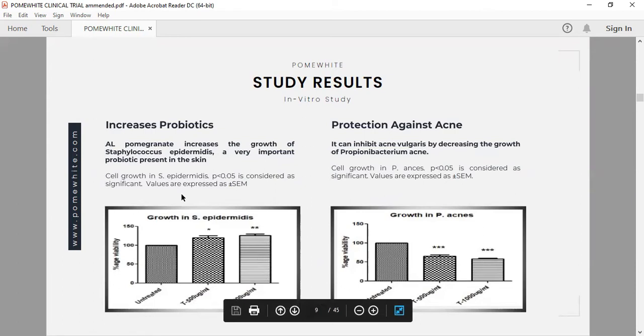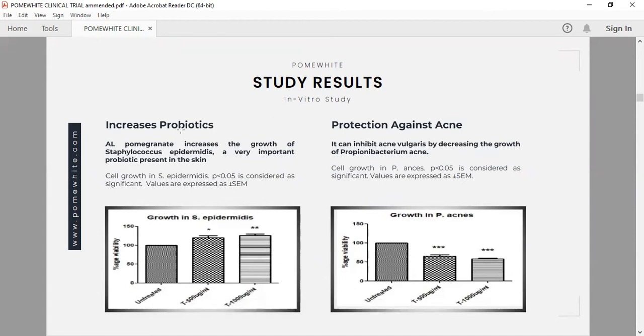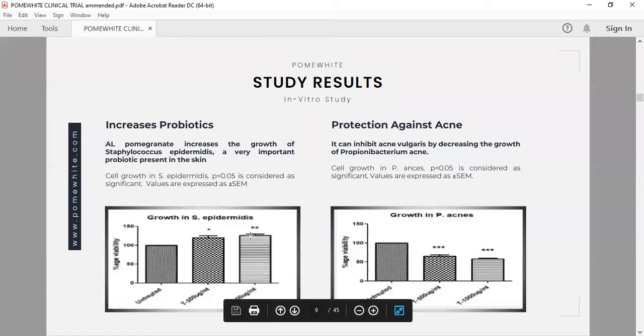Here we saw that in the case of S. epidermidis, it somehow increases with the treatment with the AL pomegranate, while a very significant decrease in P. acnes was seen with the help of this.